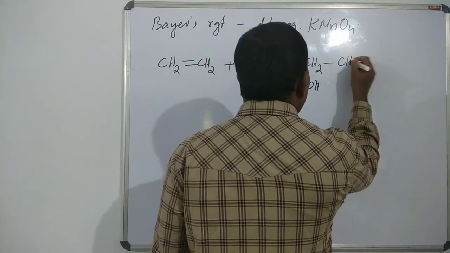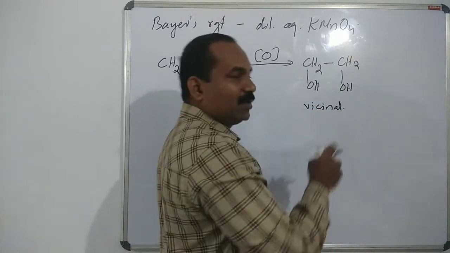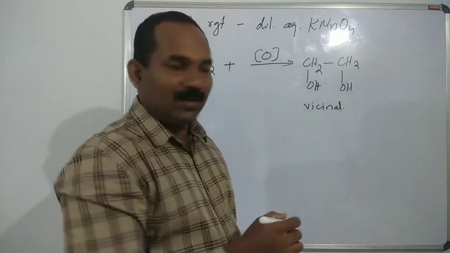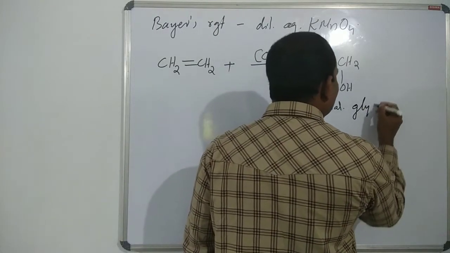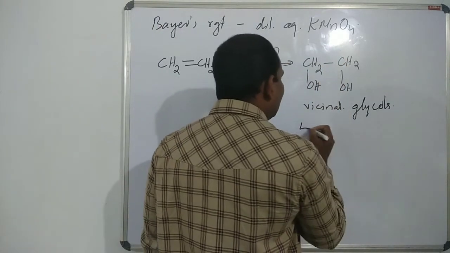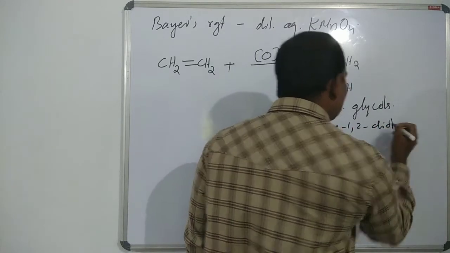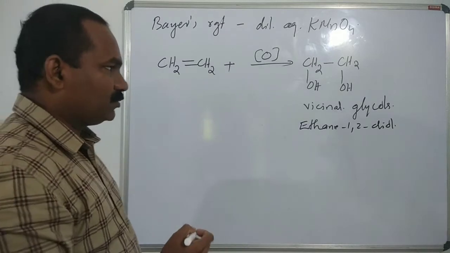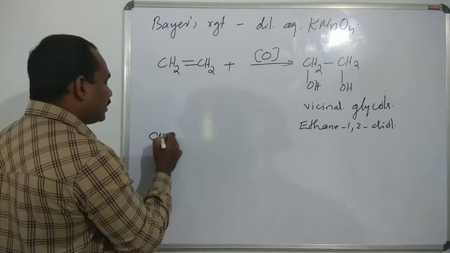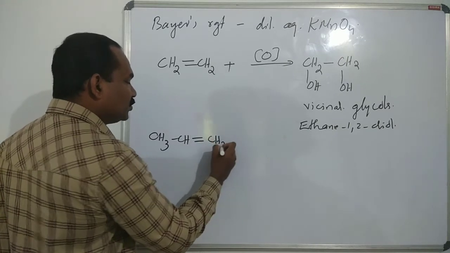CH2OH, CH2OH. What is it? Vicinal. A functional group on the adjacent carbon atom is called vicinal. So vicinal glycols are formed. What is the name of this compound? Ethane-1,2-diol. Are you clear? Yes.